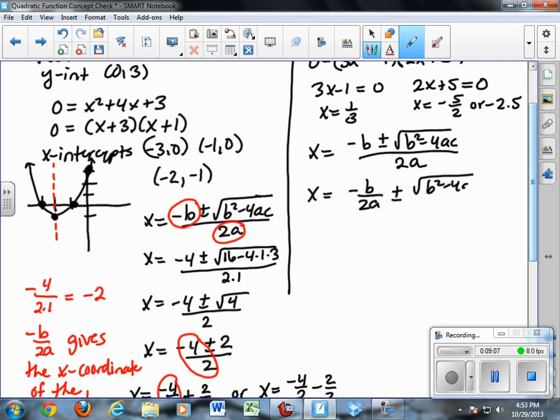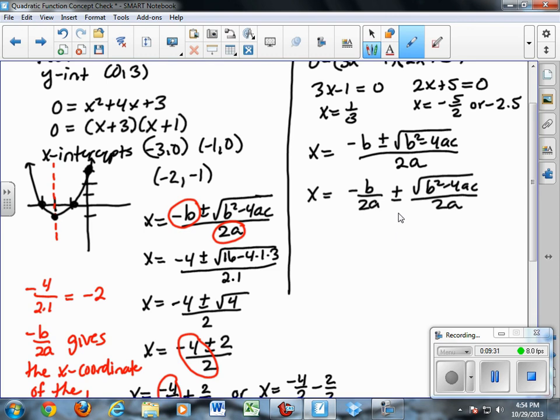When I plug numbers in for a, b, and c, I'm going to get a specific number here and a specific number here. I'm going to take this number and add that number. I'm going to take this number and subtract that number. Therefore, whatever the two numbers I get, this number is the number that's in the middle of those two numbers.